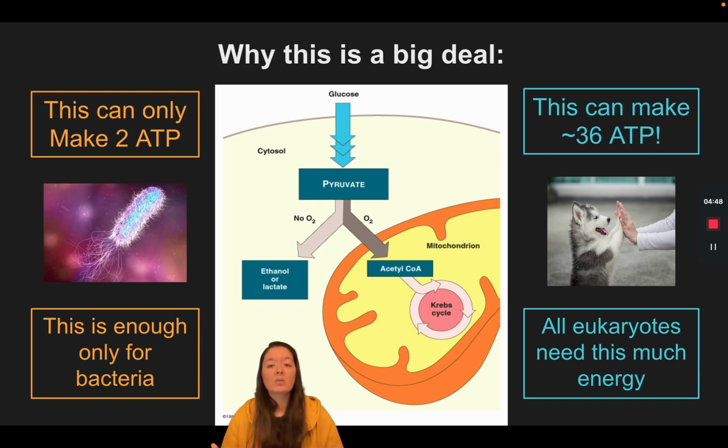So all eukaryotes need a lot more energy. They have a lot more going on, whether it's single-celled or multi-celled as a eukaryote, because it has more stuff going on. It has all those organelles, it's got all those different functions, it needs more energy. But those simple prokaryotes like bacteria, they only need to go through the anaerobic stuff like glycolysis. That was glycolysis. I hope it helped.